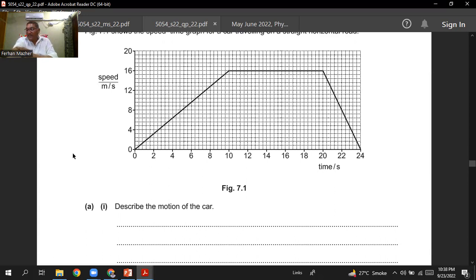You see, the car started from rest, and from 0 to 10 seconds, it accelerated uniformly, and its speed changed from 0 meters per second to 16 meters per second. From 10 seconds to 20 seconds, for these 10 seconds, the speed of the car remains constant at 16 meters per second. From 20 seconds to 24 seconds, the car decelerated uniformly, and its speed changed from 16 meters per second to 0 meters per second. So this is how you will describe the motion of this car.